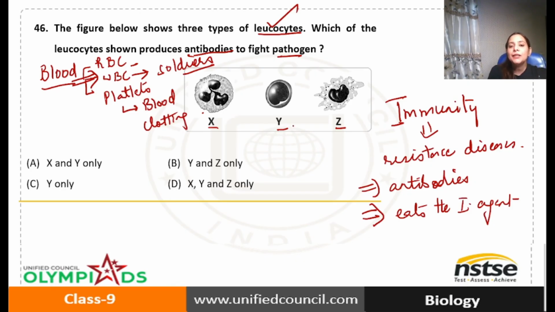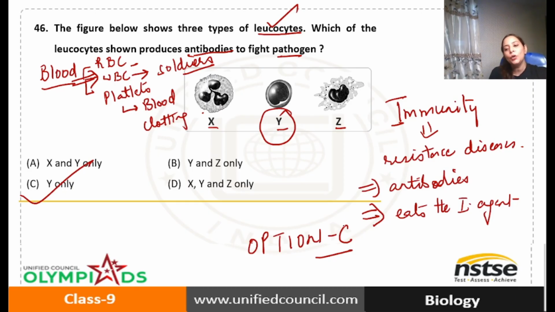So out of this X, Y, Z, the one which produces antibodies is the white blood cell that is lymphocyte. So out of these three, option C is correct, because Y is identified as lymphocyte, and it protects our body by producing antibodies which can fight against pathogens, that is infection causing agents.